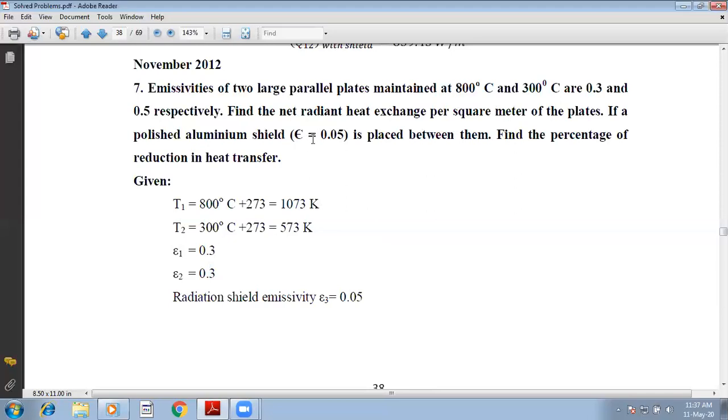Now he has placed a radiating shield, precisely an aluminum shield, which is having an emissivity of 0.05. If he has not given anything with respect to the other phases, you can consider 0.05 is the emissivity on either side of the radiation shield.